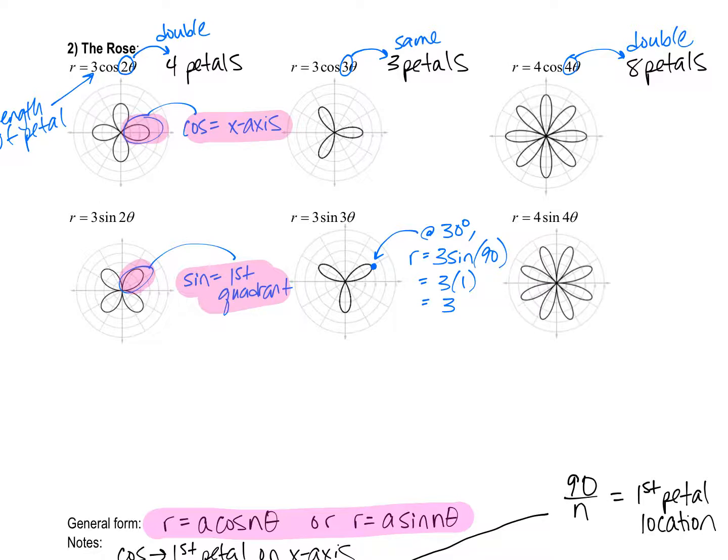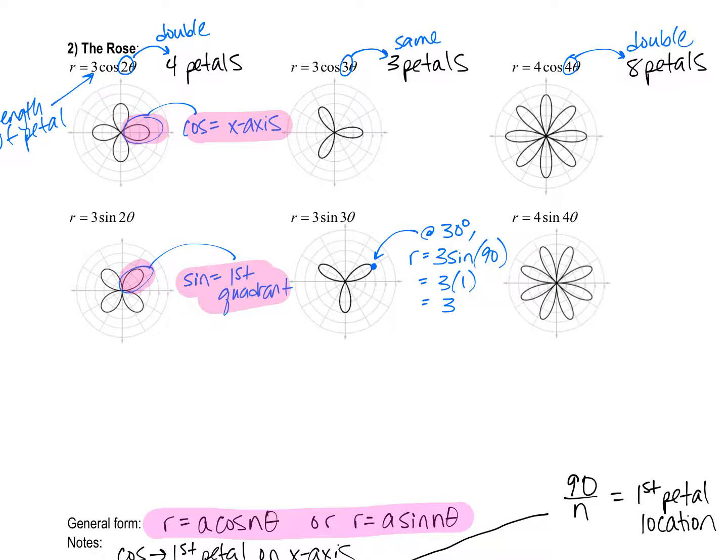The second thing we talked about is where's the first petal location. All 3 of these are cosine, and all 3 of these petals right here are on the positive x-axis. That's where you start. Okay, so for sine, it follows the same type of rule where if this is even, you double it to get 4 petals. If it's odd, you keep it to get 3 petals. But notice where that first petal is. It's not on the x-axis, it's in the first quadrant.